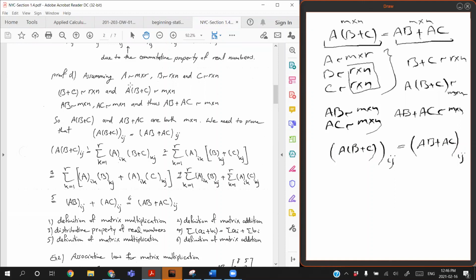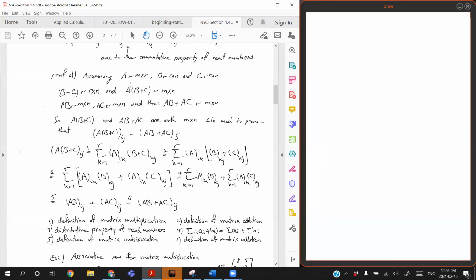And in order to prove this, I have to start here, use the definitions, and try to end up here. So that's the goal. I have to start here and then use the definitions that we learned about how to multiply matrices, how to add them up, and then work my way using algebra to reach the other side. Okay, so let's do that.